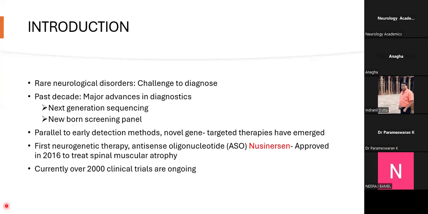In the field of neurogenetic therapy, the first treatment administered was nusinersen, which was an antisense oligonucleotide, approved in 2016 to treat spinal muscular atrophy. After which there has been several groundbreaking research in the field of neurogenetic therapy, and currently there are over 2,000 clinical trials that are ongoing in this field. So before we go into gene therapy proper, we'll just brush up the basics of neurogenetics.